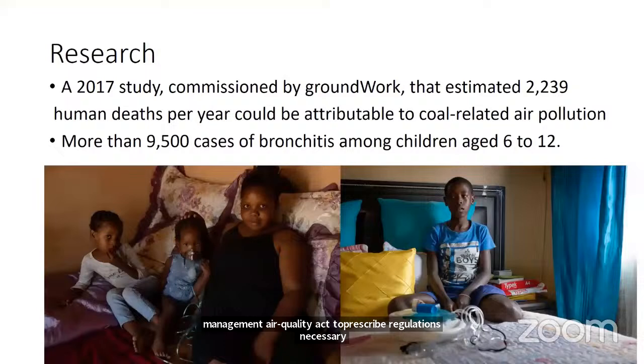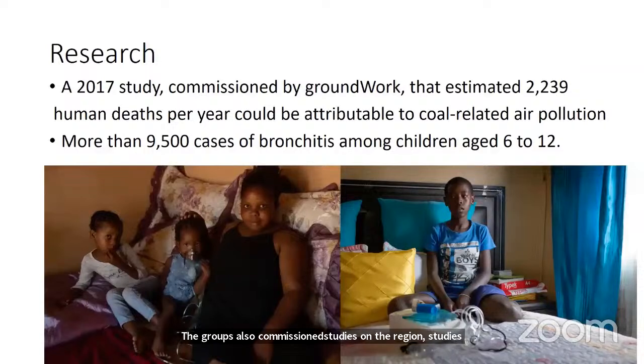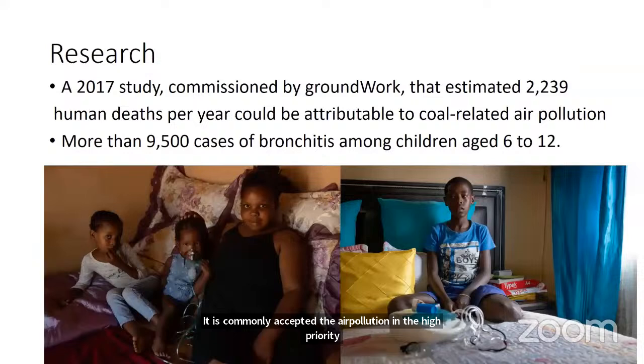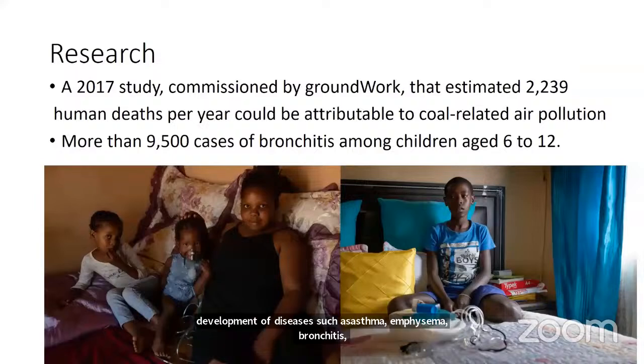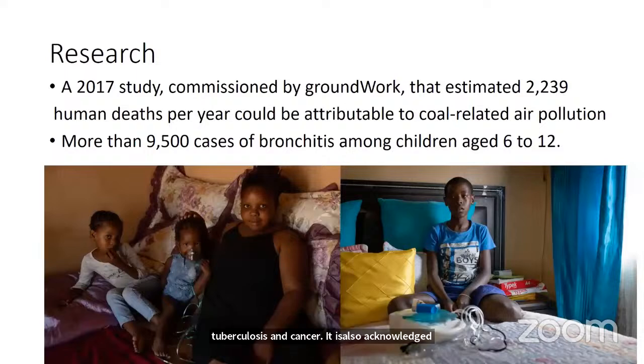The groups also commissioned studies on the Highveld region, studies on the health impacts of air pollution, especially from coal in the region, from several researchers and medical professionals. It is commonly accepted that the air pollution in the Highveld Priority Area is responsible for premature deaths, decreased lung function, deterioration of the lungs and heart, and the development of diseases such as asthma, emphysema, bronchitis, tuberculosis, and cancer. It is also acknowledged that children and the elderly, especially with existing conditions such as asthma, are particularly vulnerable to the high concentrations of air pollution in the priority area.